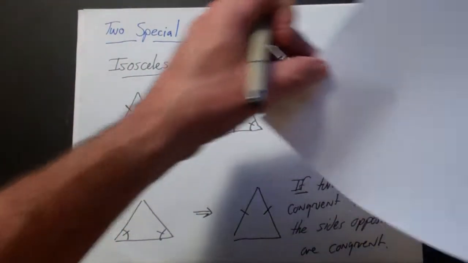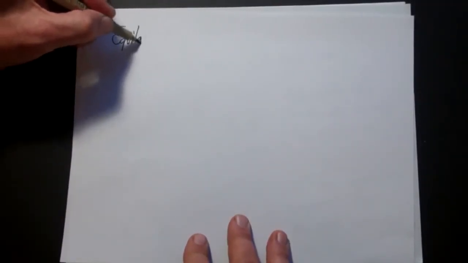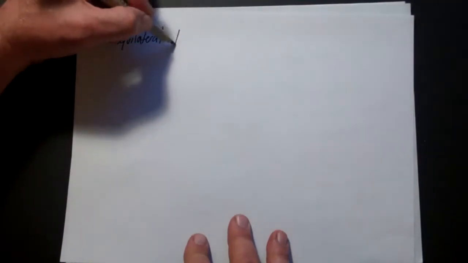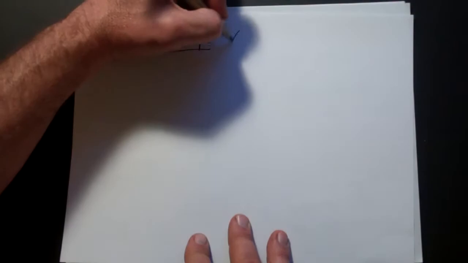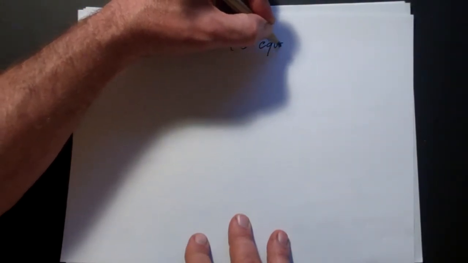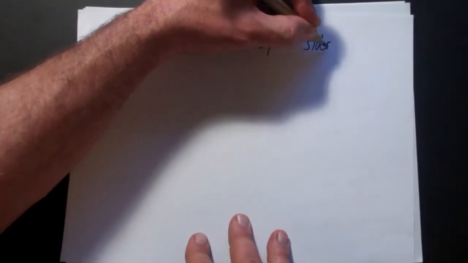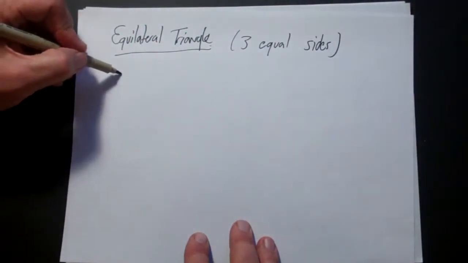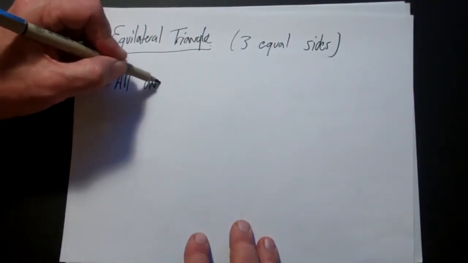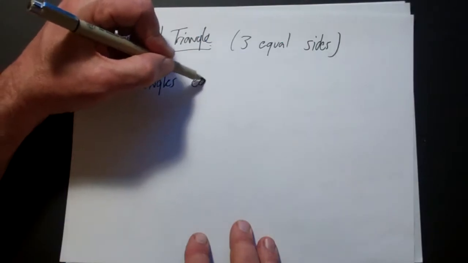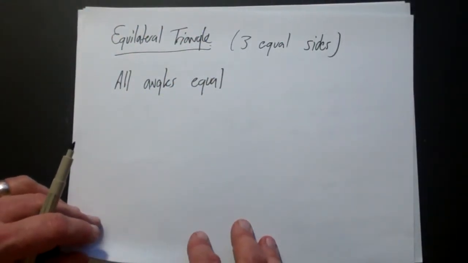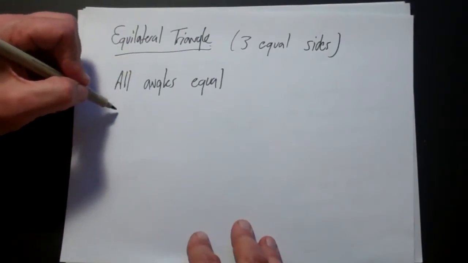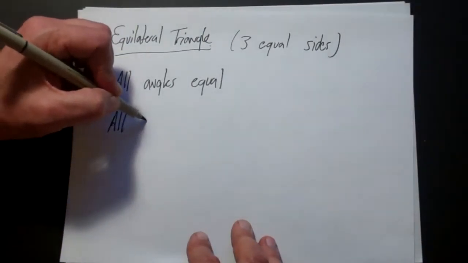The second special case is an equilateral triangle. If you have an equilateral triangle, then you have three equal sides. Then not only are all angles equal, which following the same reasoning would make sense, right? We also know that all angles are 60 degrees.